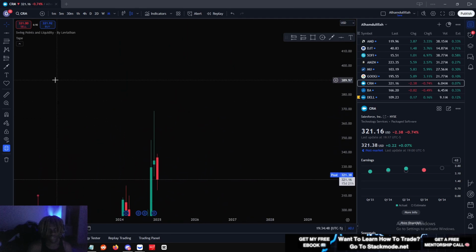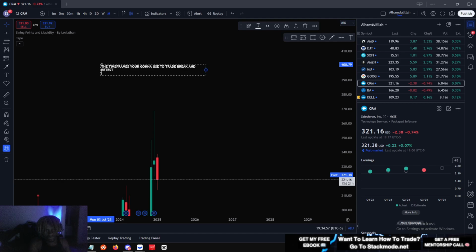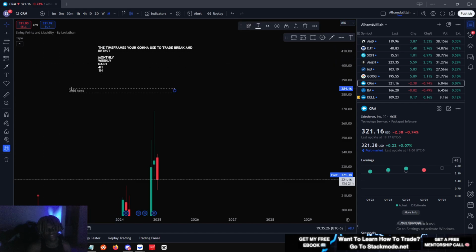Okay. So, the time frames you're going to use to trade break and retest. You're going to use the monthly. You kind of need them all, I'm not going to lie. Weekly, the daily, and the 4 hour. And then you could do the 1 hour too if you want. But a lot of the times, no, 100% of the time.